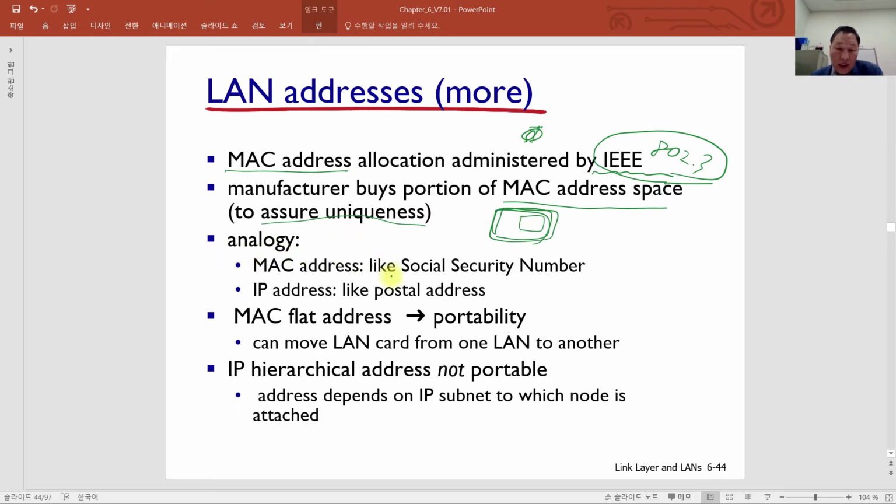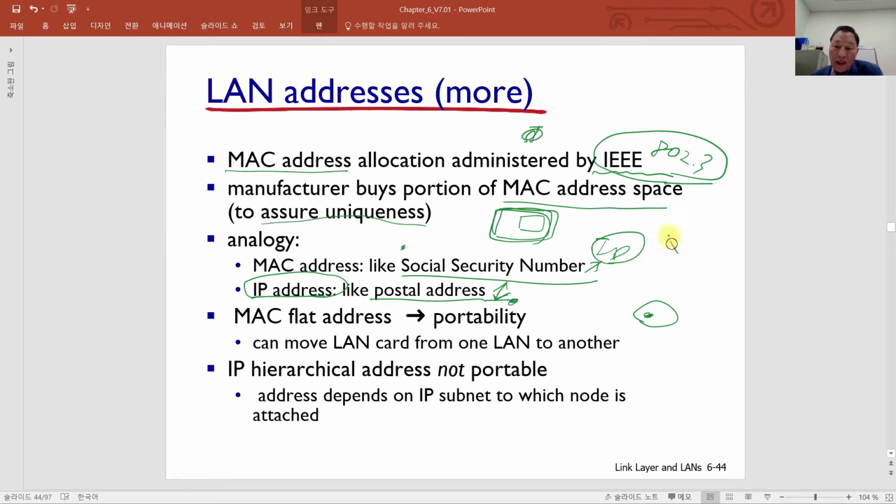The analogy is MAC address is like a social security number. In Korea, residential number, ID. And IP address is like a postal address. You can differentiate between them depending upon your residence, where you are living, and when you are moving to another area, another city, then that address will be changed. IP address is like that. But your residential ID, that is almost permanent.